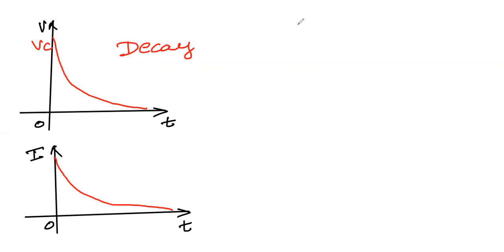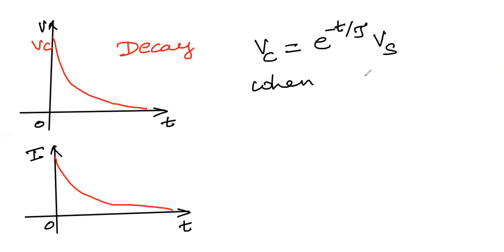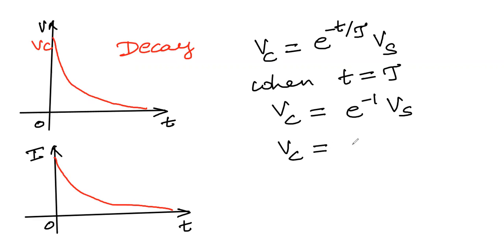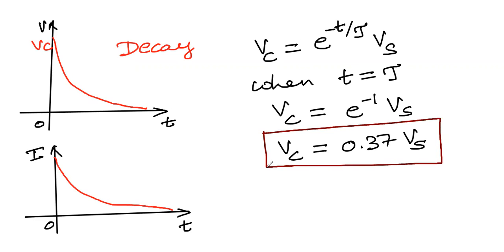The decay curve has the expression Vc is equal to Vs times e to the power minus t over tau. So when t is equal to tau, we have Vc is equal to e to the power minus 1 times Vs, or Vc is equal to 0.37 times Vs. That means the voltage decays to 37% of the supply voltage.